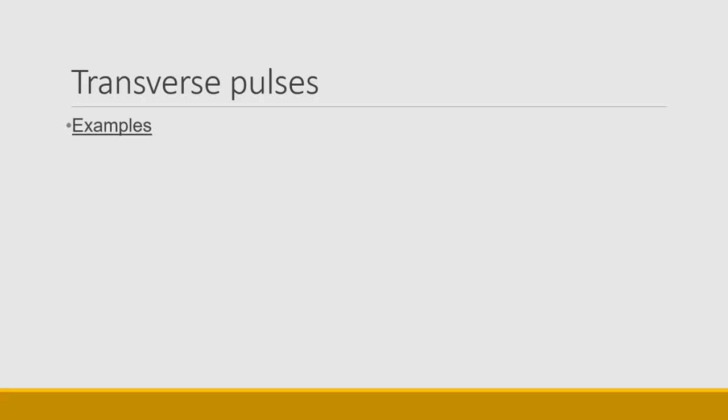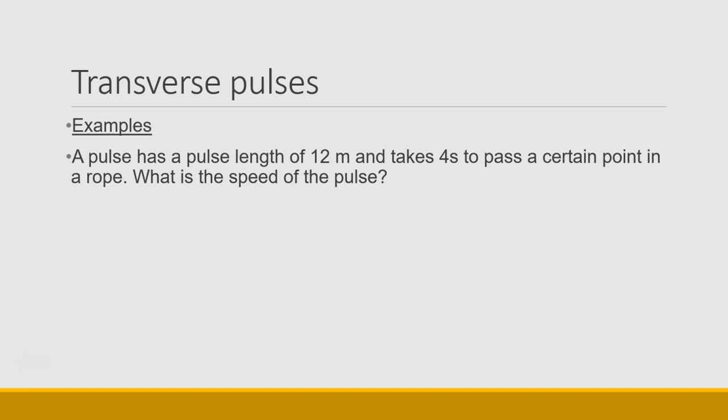Let's take a look at a couple of examples. A pulse has a pulse length of 12 meters and takes 4 seconds to pass a certain point in a rope. What is the speed of the pulse? So try it on your own before looking at my answer. We have to start with a formula. Pulse speed equals pulse length divided by pulse time. Then substitutions, which don't include units of measurement. So it is 12 divided by 4. And the final answer will be 3 meters per second.